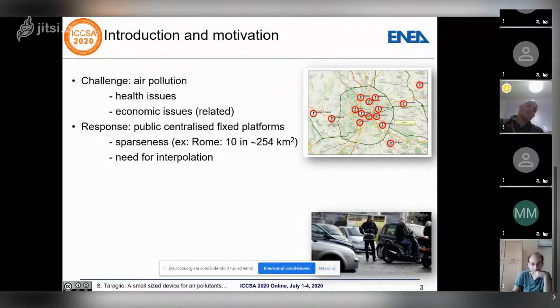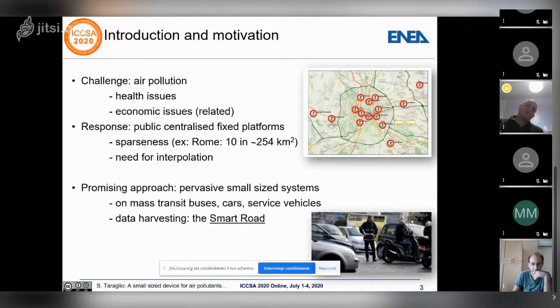Map which takes into account the pollutants distribution you need for interpolation. So the small sized systems can provide a promising approach. For example, thanks to their installation in public vehicles such as buses or service vehicles, but also private cars. And another important issue is related to the data exchange and harvesting, which can be performed by means of a specific infrastructure called smart road.